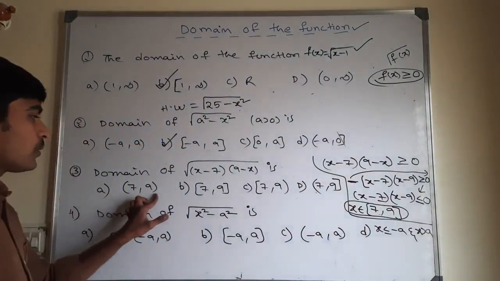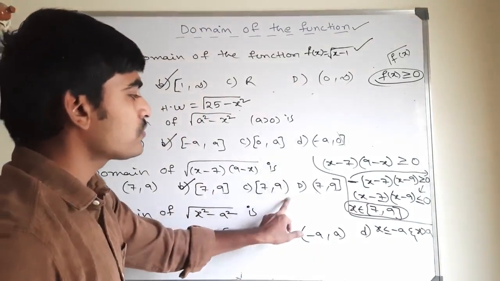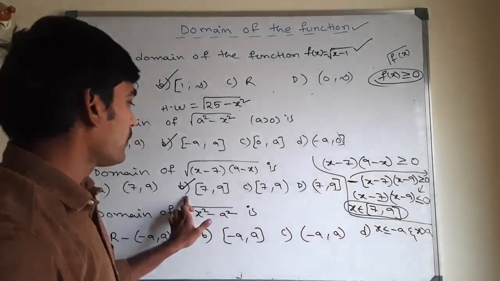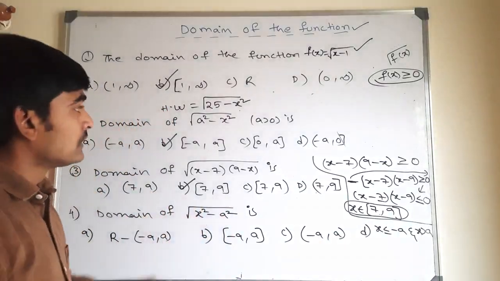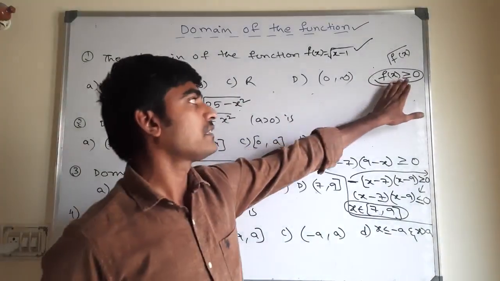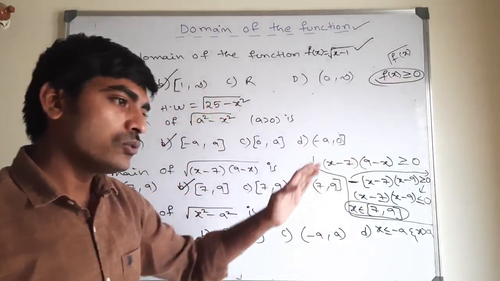So both open, both closed. So this is correct. Here see, the 9 side is open interval. Option D, the 7 side is open. So I hope you all understood how to do it. If they are giving something under root, first you select that part and write it in this form. Then you do the calculation.